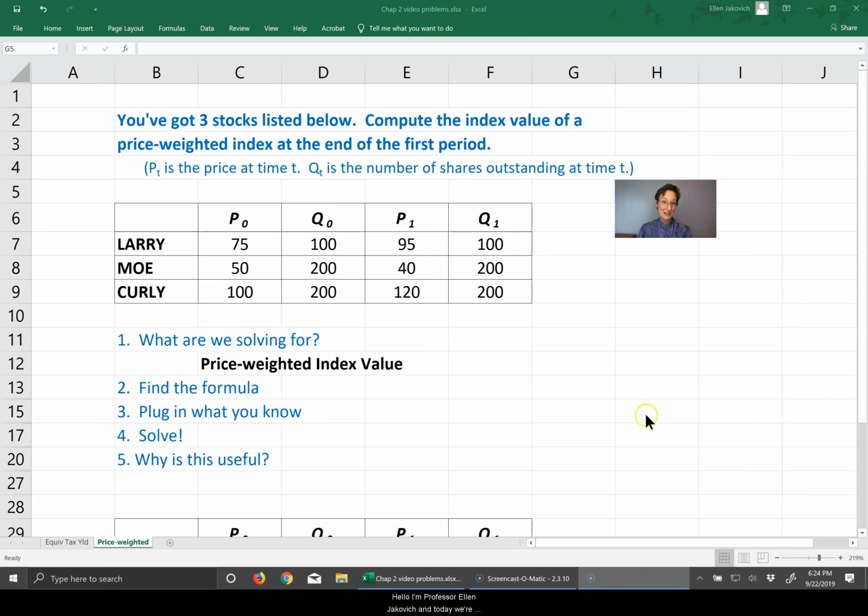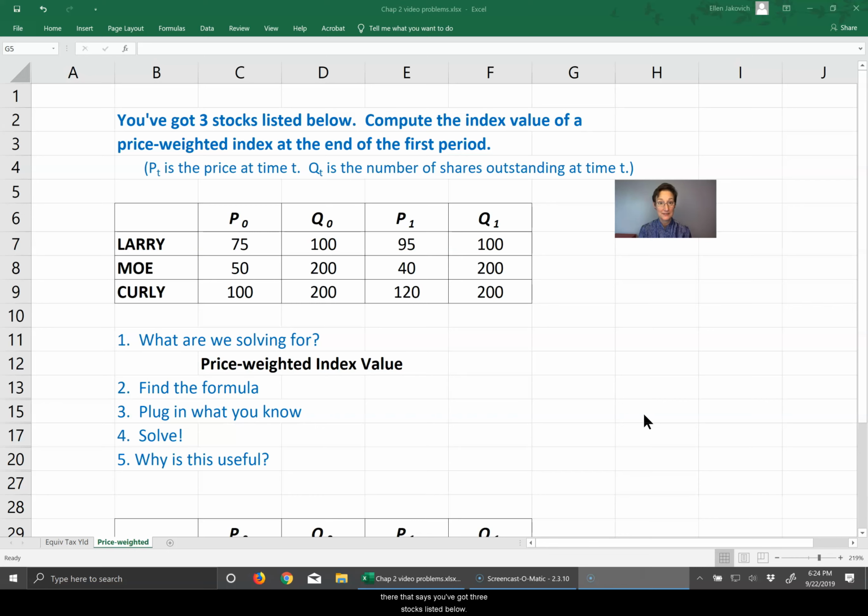Hello, I'm Professor Ellen Jakovich, and today we're going to talk about indexes, specifically how to compute index value using both a price-weighted index and a market value-weighted index. So let's get started.